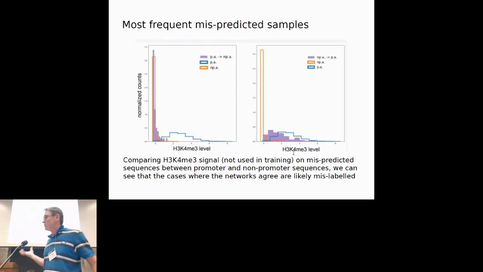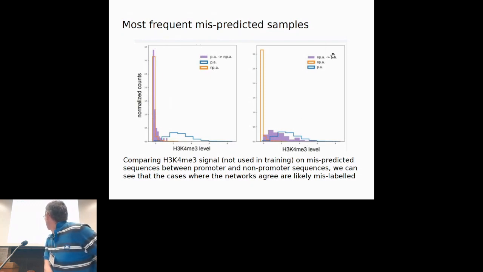And moreover, when most of these networks disagree with the labeling in our training data, they seem to be right. So we based the activity labels in our training data on the H3K27 acetylation. But when we look at H3K4 trimethyl, which is the well-known promoter mark, we can see that when the network is predicting mislabeling from active promoter to non-promoter active, those sequences in purple are actually matching the control distribution of H3K4 trimethyl for non-promoters rather than promoters, and vice versa.